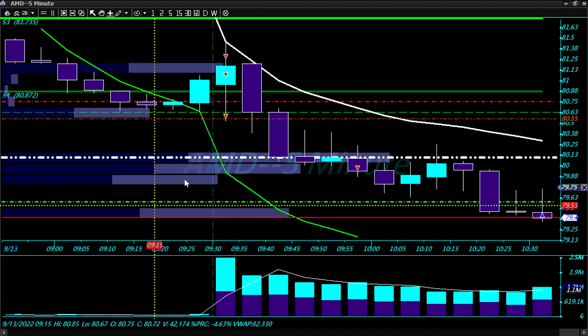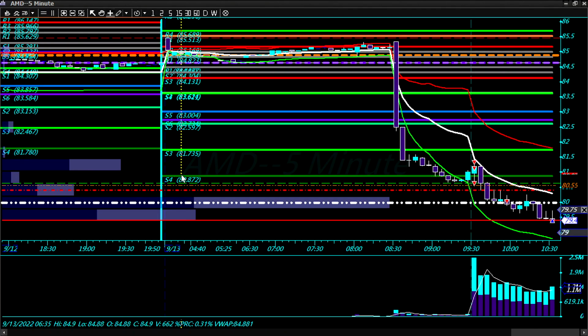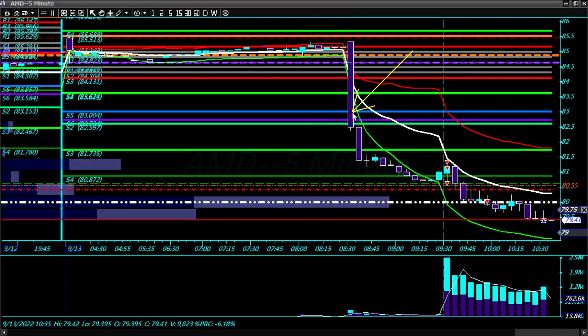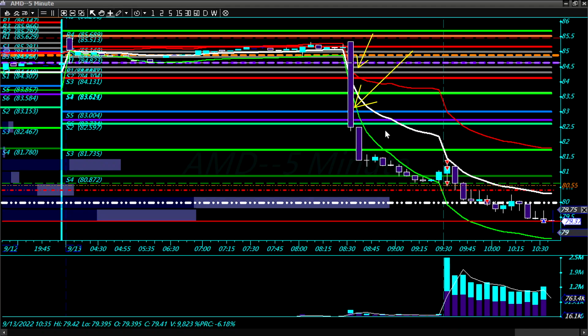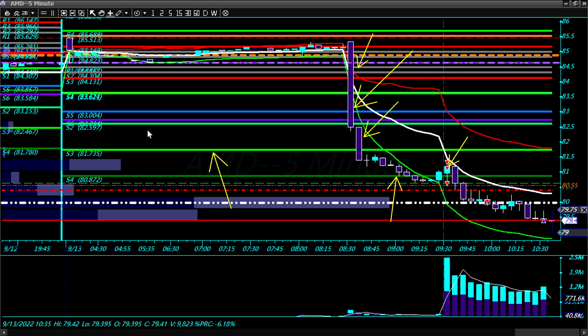All right, so at the open here, after the big sell-off in the market after the CPI numbers, we had this push down right here. That's when the CPI numbers came out, had this big push down. We pushed down past floor pivot S3 and S4. So we opened around like above S4 right there. The floor pivot S4 was at 80.87. So let's see.